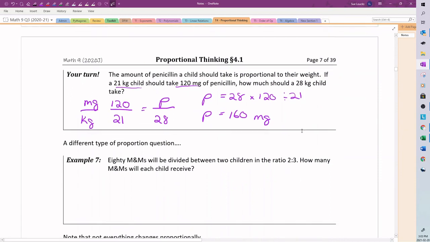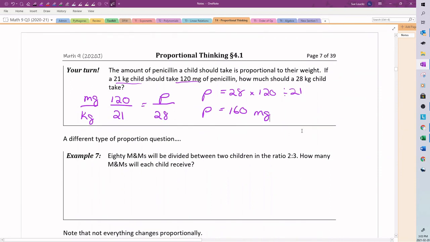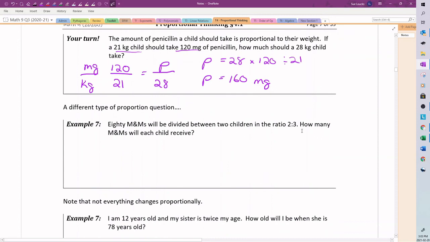Okay, there is a different kind of proportion question, which is a little bit more work, but it's still a proportion situation. For example, 80 M&Ms will be divided between two children in the ratio of 2 to 3. Now, I don't know why you would do that, because you're just going to cause a fight, but we're going to go with it. So that means that one kid's going to get 2, the other kid's going to get 3, and then one kid's going to get 2, and the other kid's going to get 3, until all the M&Ms are gone.